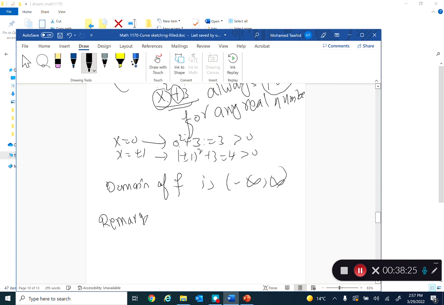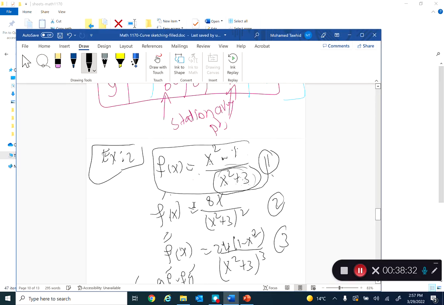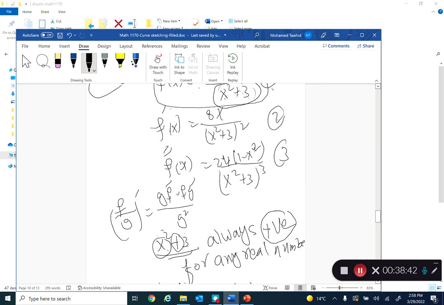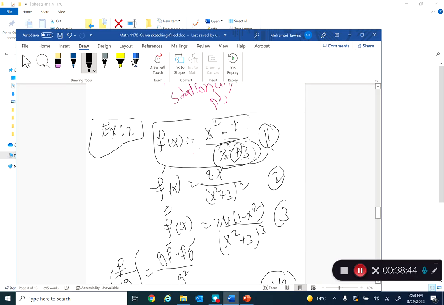What happens if I give you the same problem, but your f of x equals x squared over x squared minus 3? Here I replace the plus in the middle with a minus. That is the reason we said x squared plus 3 is always positive and always exists.